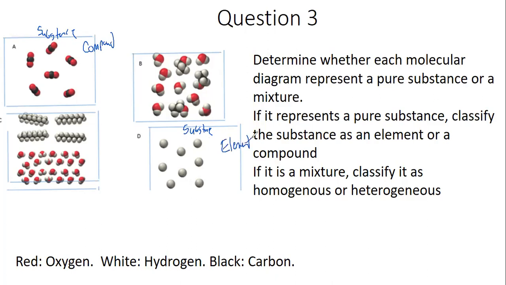The difference between an element and a compound is that a compound is made out of multiple elements. Here we have carbon bound to an oxygen, bound to an oxygen. So this is carbon dioxide. Here we have just hydrogens floating around. These hydrogens aren't connected to anything, so that's just a pure element. Okay, so B and C are our mixtures.